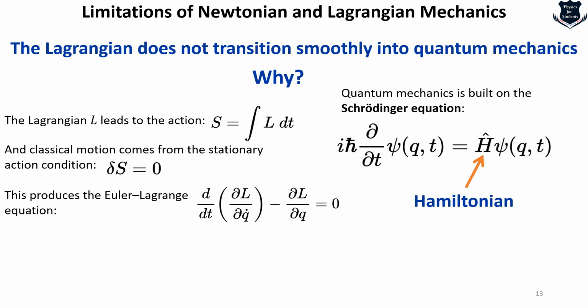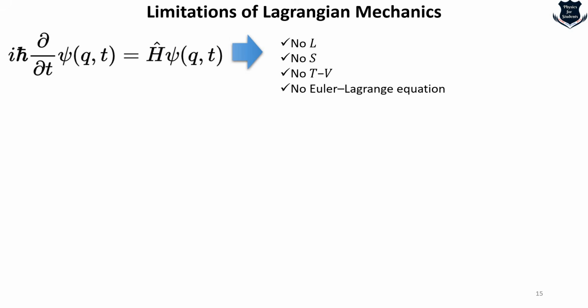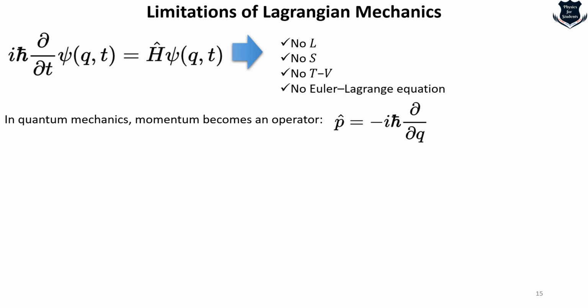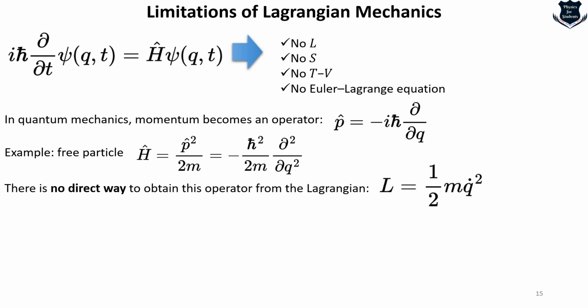So from here we come to the next part of our video, where we are trying to understand the limitations of Lagrangian mechanics, how it does not fit in, and how quantum mechanics fits with the Hamiltonian. If I take the general Schrödinger equation, there is no Lagrangian, no stationary action principle, there is no T minus V, and there is no Euler-Lagrange equation. In quantum mechanics, as you know, momentum becomes an operator, and in the case of a free particle, the solution looks like this, and there is absolutely no direct way to obtain this operator from the Lagrangian.